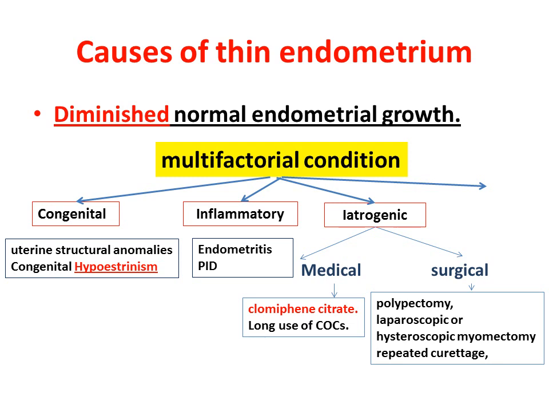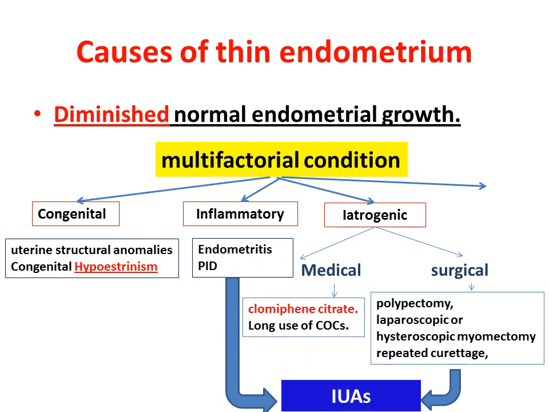An inflammatory cause may be endometritis or PID. Iatrogenic causes include drugs like prolonged use of COCs or clomiphene citrate, in addition to surgical causes like polypectomy, hysteroscopic myomectomy, laparoscopic myomectomy, and repeated curettage. PID, in addition to surgical interventions, can lead to intrauterine adhesions, which is another cause of thin endometrium. And don't forget to keep hypoestrogenism in mind as a cause of thin endometrium. Hypoestrogenism is a basic cause because estrogen is the hormone of growth of the endometrium.